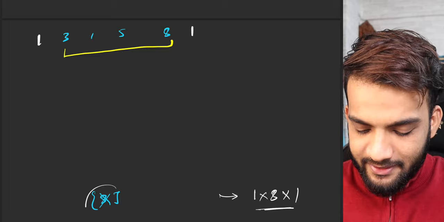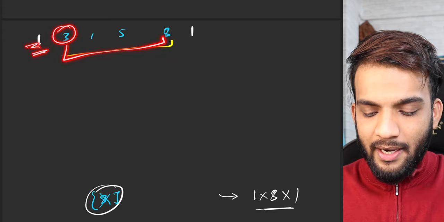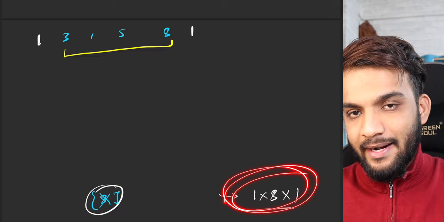Just imagine if 8 is the last guy. Can I say the cost will be 1 into 8 into 1, which is the left of the range, the right of the range, and the number itself? So I've decided 8 is the last guy, so this is the coin that will be added. I'm just going in the reverse way.